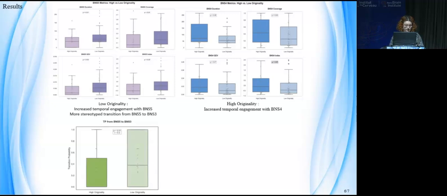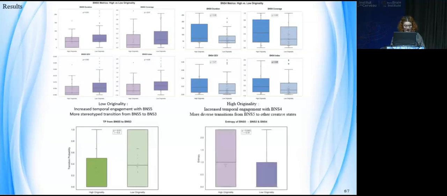To better understand how these creative states evolve over time, we looked at the transitions between them. We found that, in a stereotyped way, the low originality group exhibits significantly higher transition from BNS 5 to BNS 3, and the probability of this transition is also correlated with originality scores. Finally, we looked at entropy, which tells us how diverse or flexible the transitions were, and the high originality group had higher transition entropy from BNS 5, meaning they showed more varied and flexible switching to other creative states.